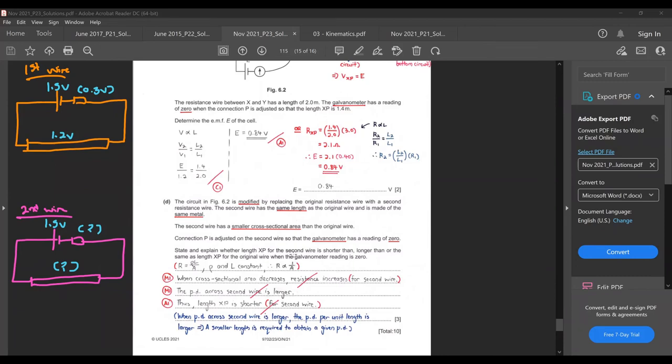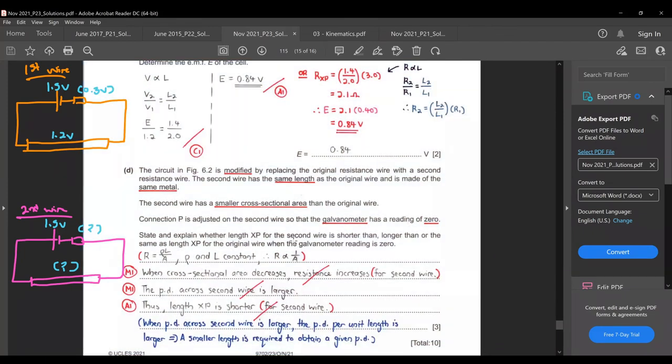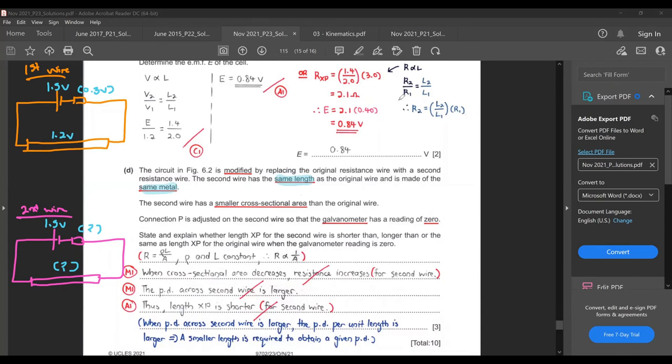So what is it that you actually made here is this. If you relate to the equation R equals rho L over A, because you see they mention same length and same metal, so if you refer back to the equation R is rho L over A, rho and L are constant. Therefore, resistance is inversely proportional to your cross-sectional area. Same length, same metal. Same metal really means constant resistivity. So the first conclusion I get is resistance is inversely proportional to my cross-sectional area.